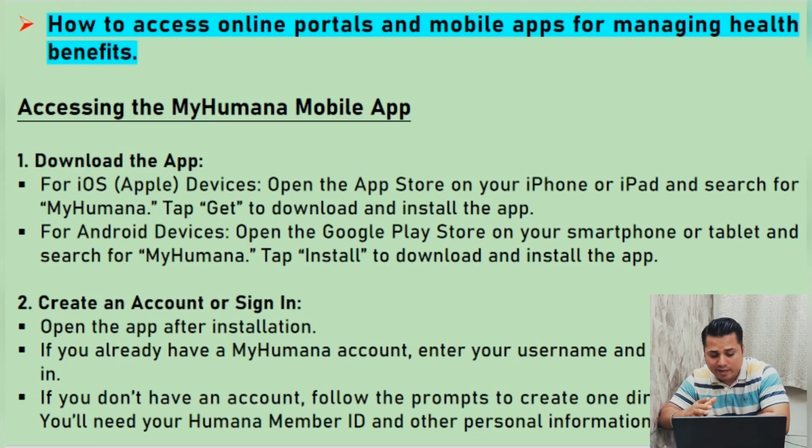Number 2, create an account or sign in. Open the app after installation. If you already have a My Humana account, enter your username and password to log in. If you don't have an account, follow the prompts to create one directly in the app. You will need your Humana member ID and other personal information, guys.